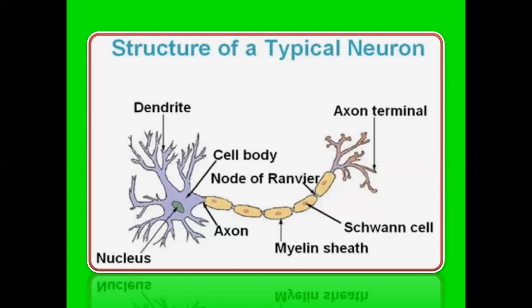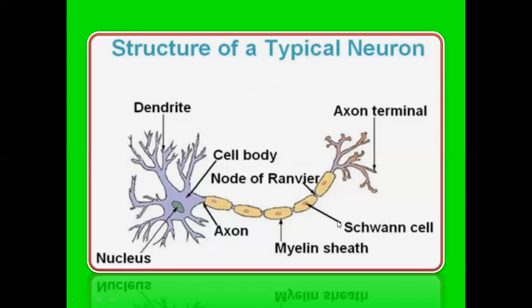Now, what about this axon? You can see here five cells are located on the axon. These cells are called Schwann cells. Schwann cells are special neuroglial cells, and they are located at regular intervals along axons. In some axons, Schwann cells secrete a fatty layer that is called the myelin sheath.